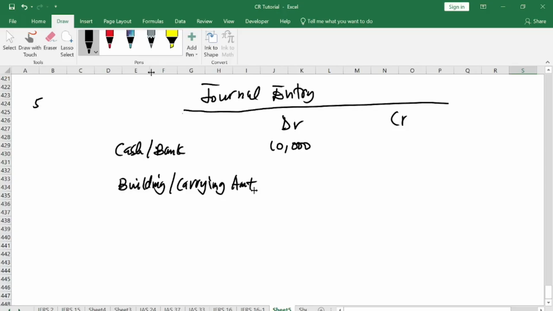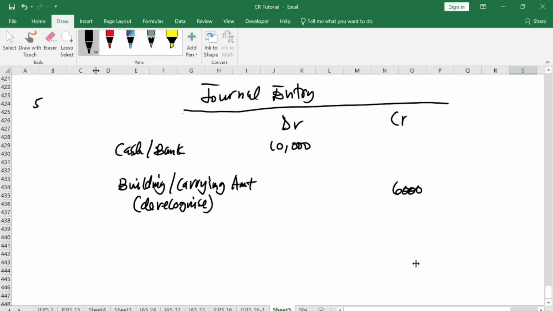The carrying amount of the building is 6 million. You derecognize it because you sold it. When you derecognize, where does it go? You go to the credit side, which is 6,000.